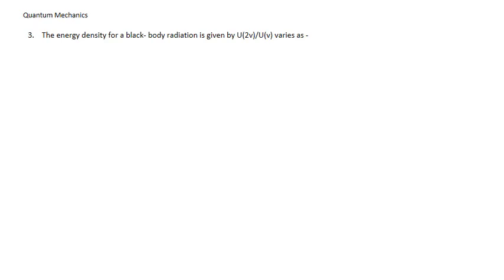Okay, now this is the third question. The question is: the energy density for black body radiation is given by u(ν), that is energy as a function of frequency. Then u(2ν)/u(ν) varies as what? In order to solve this question, you need the expression for energy density.